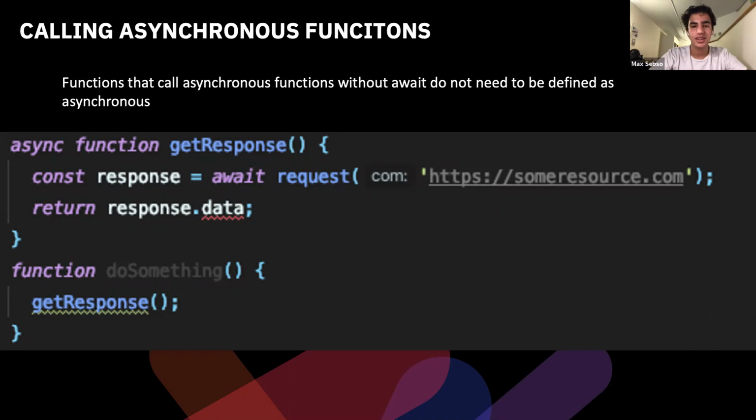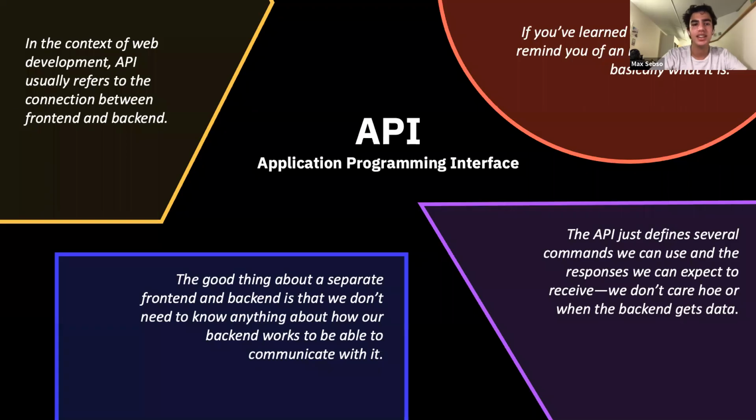Let's move on to our next topic, which is APIs. I think we've talked about APIs in the previous Jumpstart workshops, but nothing related to the front end. They've mostly been related to the back end. What we can think of the API in the context of web development is that it usually connects the front end to the back end.